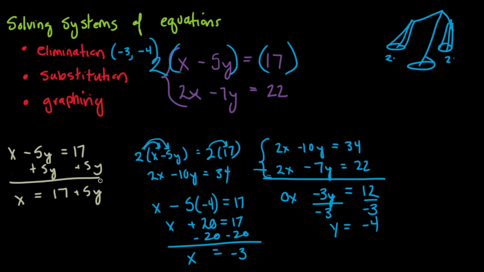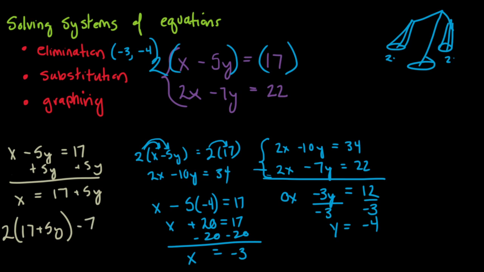So now I know what x equals. I don't exactly know the number, but I know whatever x is, it's 17 plus 5y. So we're going to take the second equation now, which is 2x minus 7y equals 22, and we're going to plug in this value for x. So let's do that right now: 2 times x, but remember x equals 17 plus 5y.